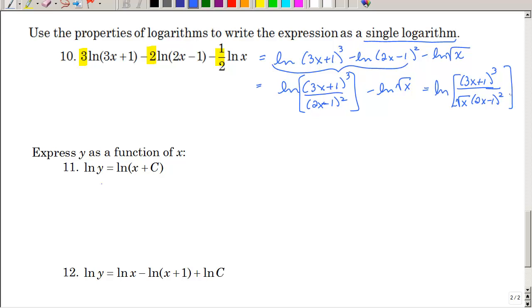Now problems 11 and 12 look really weird, but again, it's really a pre-calculus topic. You're going to be doing a lot of this when you get to calculus, solving different types of things that you don't know about yet, but you will need to know these logarithmic properties. So here on number 11, we want to express y as a function of x, meaning we need to get y by itself. How can we do that? Well, we have the natural log on both sides. So if the natural log of a equals the natural log of b, then that implies that a equals b. So here we could just say y equals x plus c. Yep, that's it. Not much else.